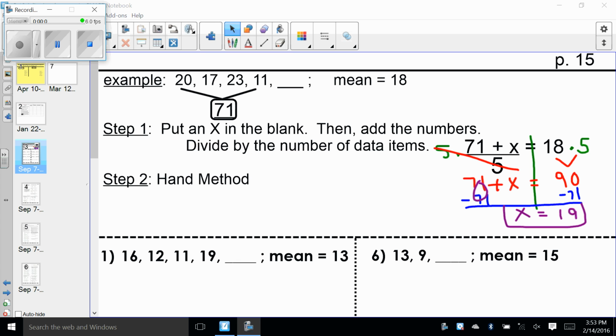Hey, seventh grade. So our learning target today is called adjusting the mean. We're going to be figuring out a missing data point, basically. So we're going to have some hand method in there, and we're going to be having some variables.